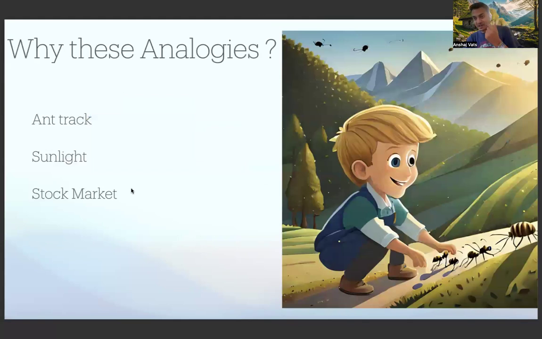Now, why did I pick these analogies? When I was doing this assignment, I was sitting outside, and three things that were visible to me at that moment were sunlight, the ants, and I was reading a book on the stock market. So that's why these are the three analogies that I came up with when I was doing the assignment on electromagnetic waves.